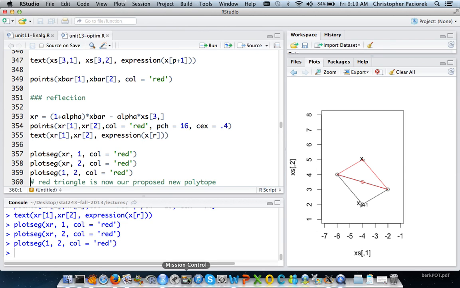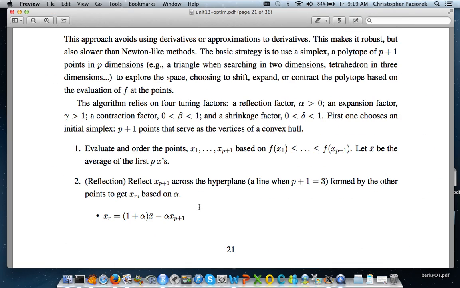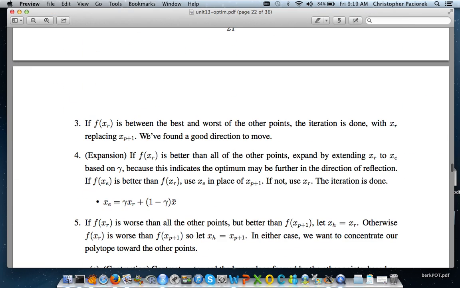And let me go back to the notes just to remind myself of exactly what the rules are here. So, okay, if f at xr, the new point, is between the best and the worst of the other points, then you're done. You want to shift the triangle across that reflection, across that line, and use the new triangle, which was the red triangle. However, if f of xr is better than all the other points, well, let's think about what that means.